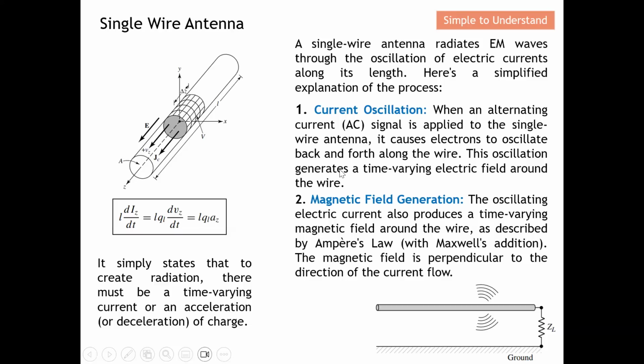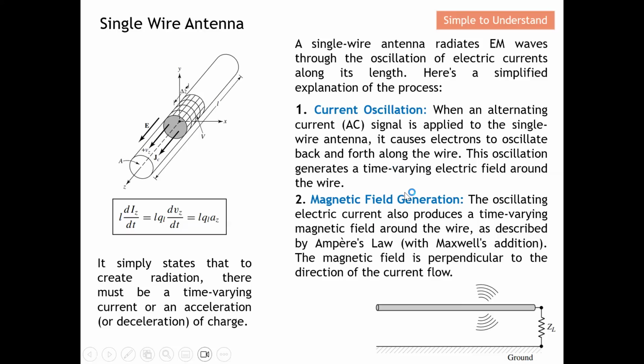So this oscillation generates a time varying electric field along the wire. So basically this is what it means here. Electrons start to move, and once the electrons start to move, it creates this time varying electric field, and then the rest I will discuss.